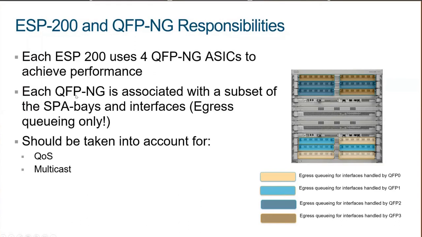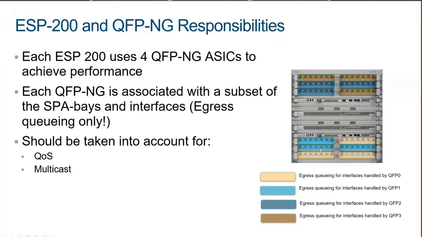So in ESP200, it uses 4 QFP NG ASICs to achieve better performance. What it does is each QFP NG is associated with a subset of SPA bays and interfaces. If you see this diagram on the right side, these 1, 2, and 3 are handled by QFP0. These 3 are handled by QFP1. These 3 are handled by QFP2, and these 3 are handled by QFP3.